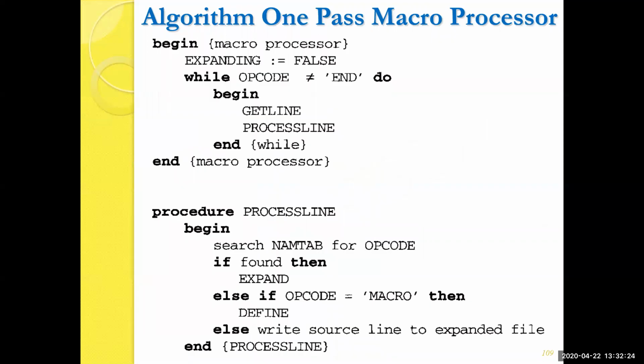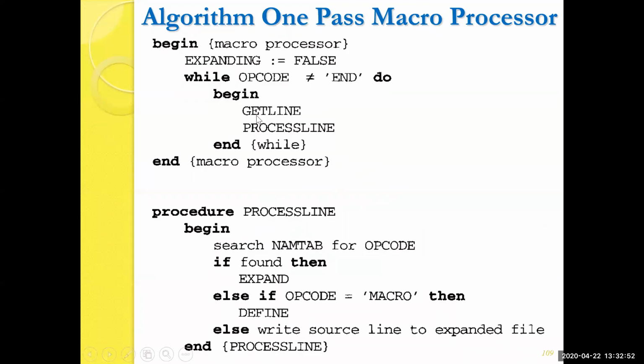So we shall now discuss the algorithm for one pass macroprocessor. The main macroprocessor algorithm is shown first, which repeatedly invokes 2 procedures, namely getLine and processLine, until the end of the input is reached. Initially, the variable expanding is set to false, which enables lines to be read from the input file rather than from the definition table.